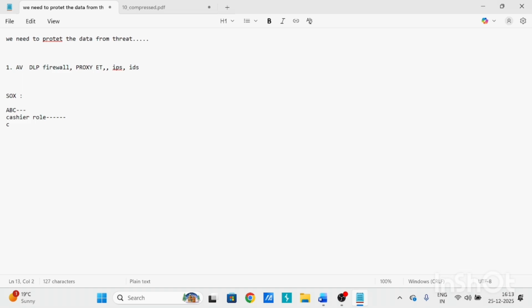who is passing the claims. Let me correct the spelling of passing. And at the same time, this person is also marking their claim, I mean, marking their own claim. So if I can summarize this, the person is also marking the claim and also approving the claim.